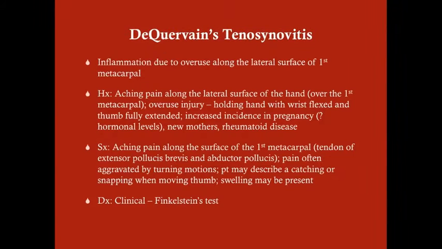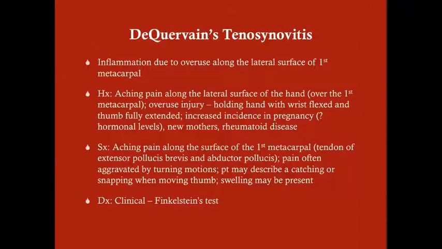So what happens is that over time, with this overuse, holding the hand with the wrist flexed and the thumb fully extended, you can get inflammation. And that inflammation can then result in this pain. And this pain is on the lateral surface of the first metacarpal. So right around the lateral part of where your thumb is and your first metacarpal bone.